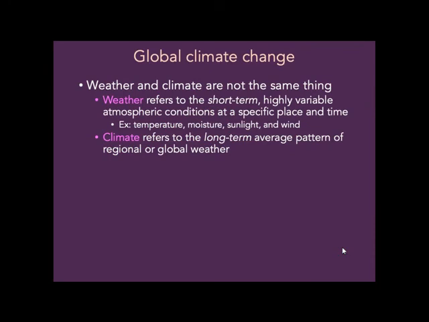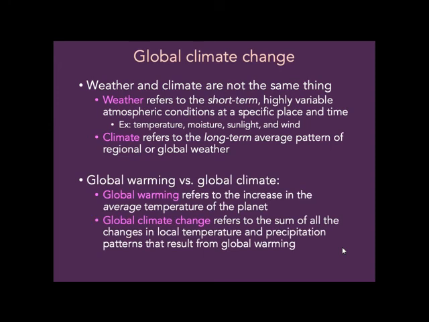So we should remember that weather and climate are not the same thing. Weather is short-term and highly variable, right? It's what the atmosphere looks like at a very particular place in time. So it could be what's the temperature, what's the moisture, what's the sunlight, how much wind is there here. Climate refers to long-term patterns of regional and global weather.